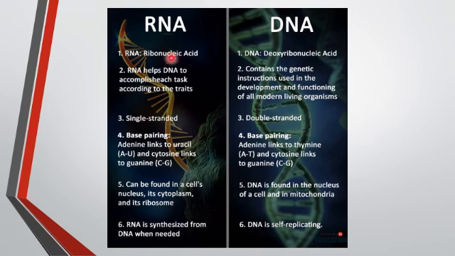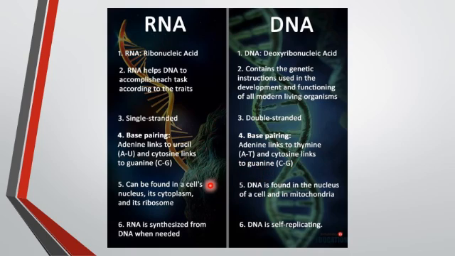So what is the difference between RNA and DNA? RNA is ribonucleic acid, DNA is deoxyribonucleic acid. RNA helps DNA to accomplish each task according to the traits and contains the genetic instructions used in development and the functioning of all living organisms. This is single stranded, this is double stranded. Base pairing: in RNA, adenine links to uracil, cytosine links to guanine. In DNA, adenine links to thymine and cytosine links to guanine.